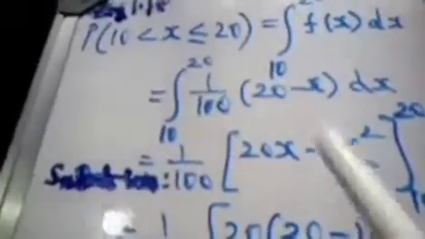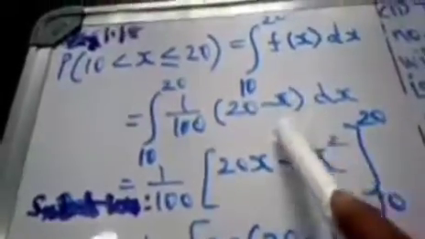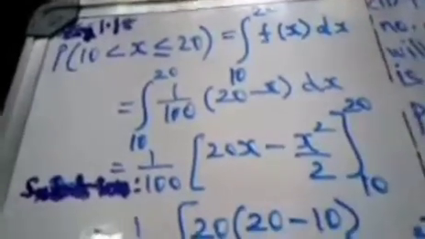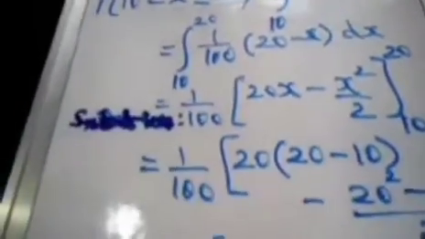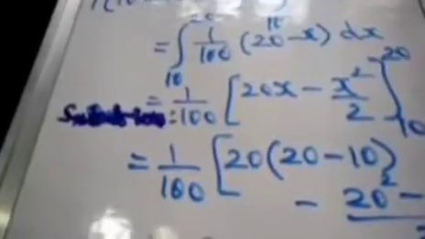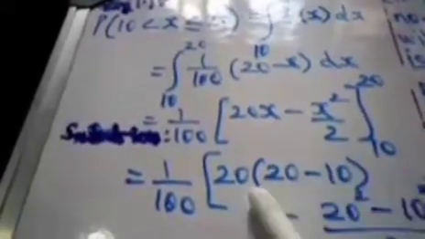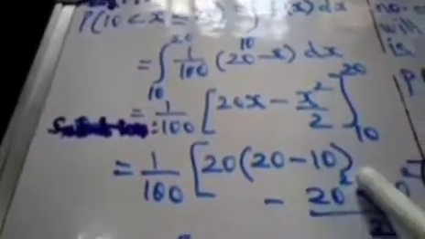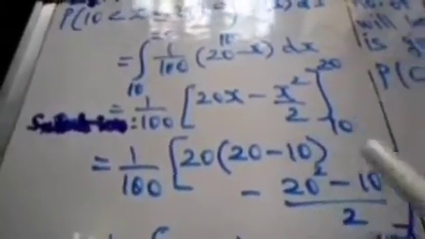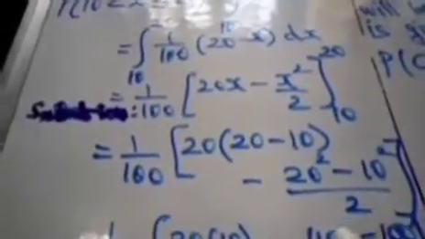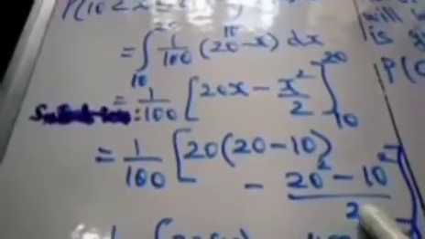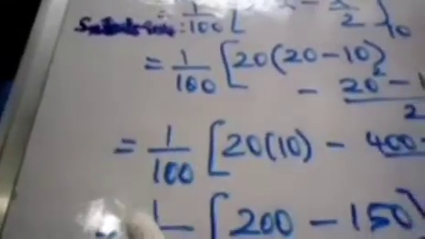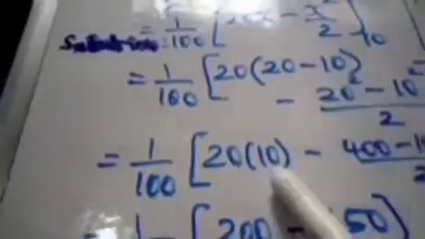Now we write 1 by 100 as the constant, taking it outside, and integrating 20 dx gives 20x, minus x dx is x²/2, with limits 10 to 20. Now 1 by 100 as it is, and 20 times (upper limit 20 minus lower limit 10), minus (20² minus 10²) by 2. Now 1 by 100 of 20 minus 10 is 10.